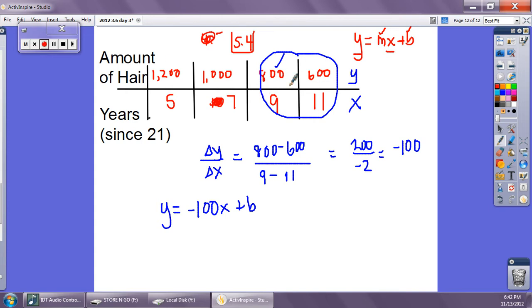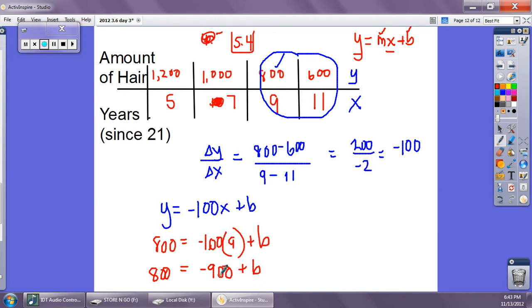And I'm going to pick the 800 and the 9. It doesn't matter that you could have picked any of these. And I'm going to plug them in. So I know when y was 800, I know my slope stays as negative 100. My x was 9. And notice I filled in all the information except for b. So this is going to help us because if I simplify this, 9 times negative 100 plus b equals 800.